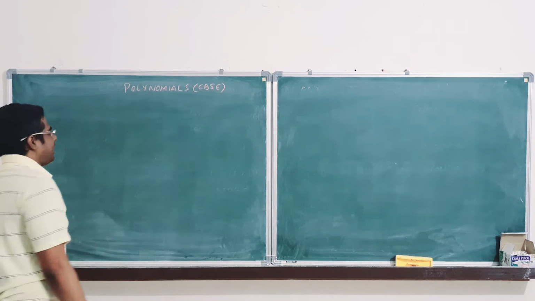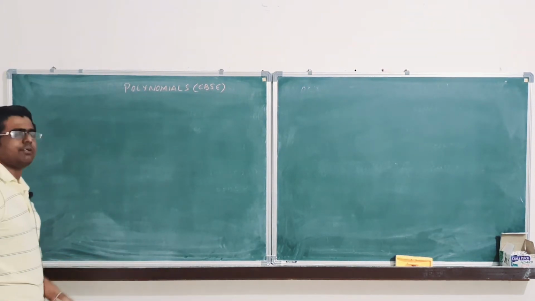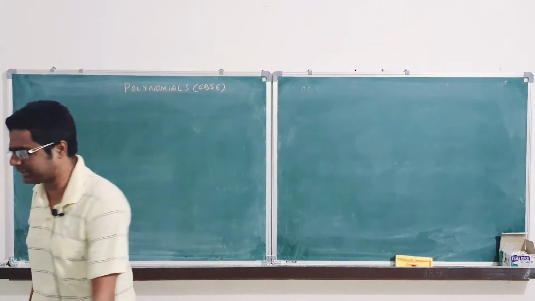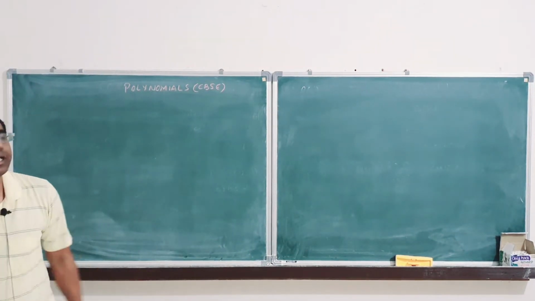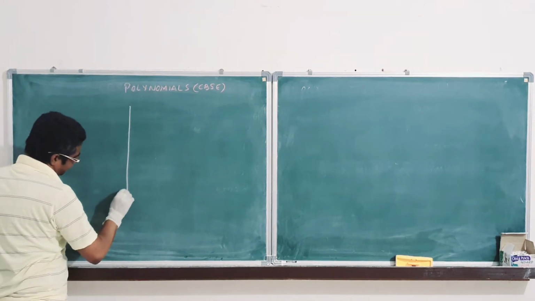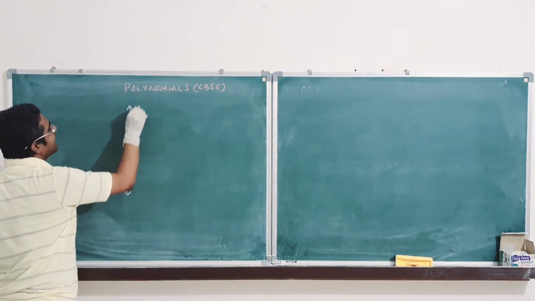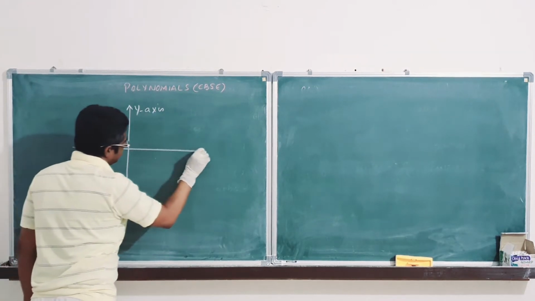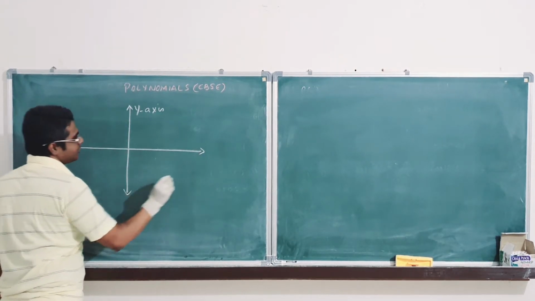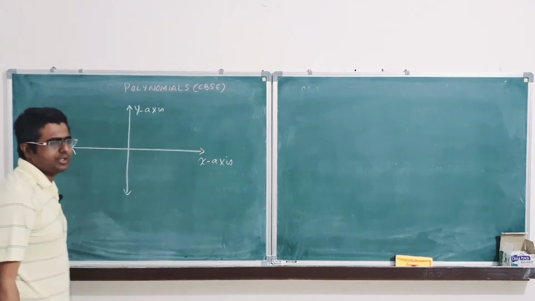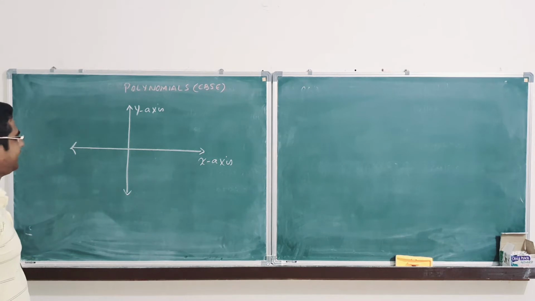Now we are going to understand the geometrical significance of zeros of a polynomial. Geometrical means here we will be considering coordinate geometry. So here is the y-axis. Here is the x-axis. Coordinate geometry, everybody is familiar from class 9, I guess, no problems. So this is x-axis and this is y-axis.